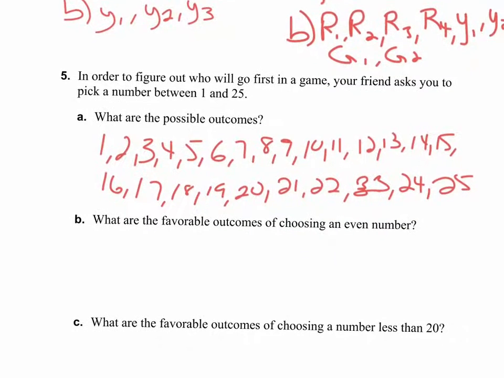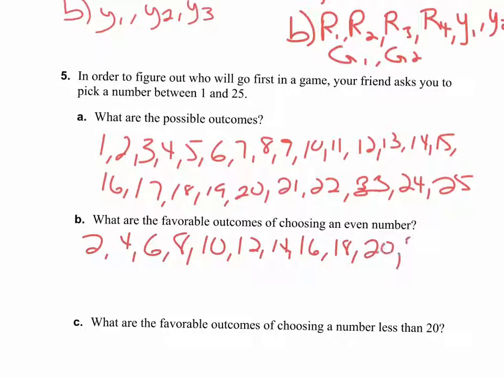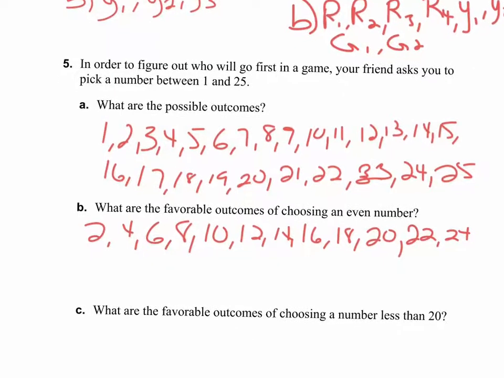Now it says, what are the favorable outcomes of choosing an even number? So all we're looking for is the even number. So 2, 4, 6, 8, 10, 12, 14, 16, 18, 20, 22, or 24. Those are all the favorable outcomes of getting an even.